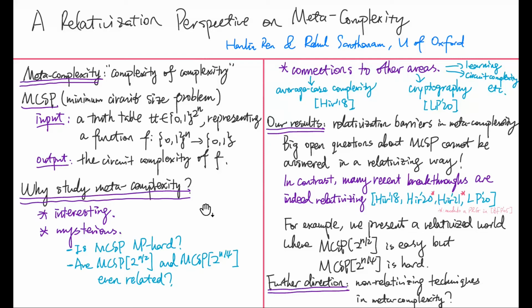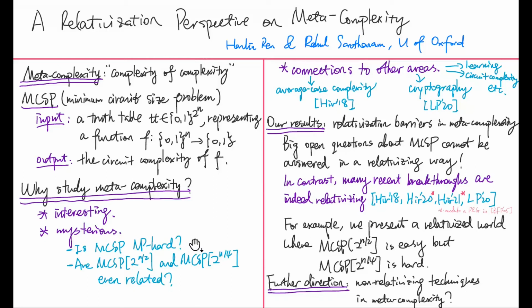So why do we study meta-complexity? In my opinion, there are at least three reasons. First, it is itself an interesting notion. Second, meta-complexity is mysterious. Actually, many basic questions about MCSP remain open.